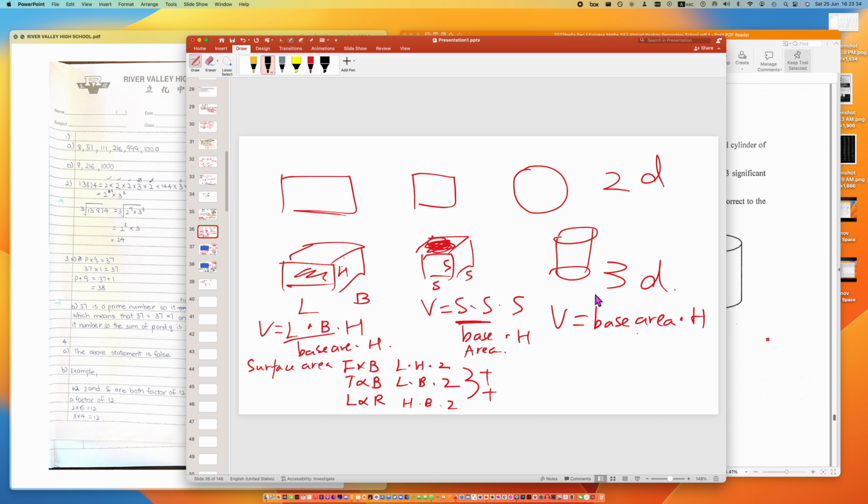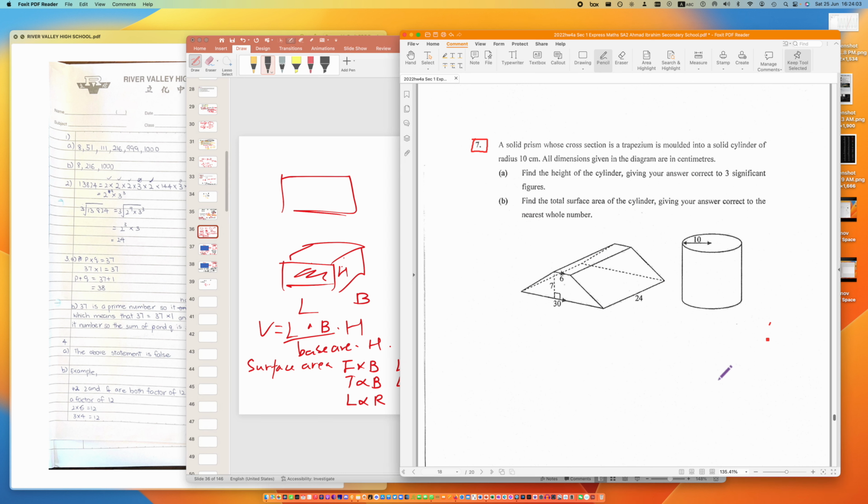So this is not uniform, so you cannot use the base times the height. This one you also cannot. It's not uniform, right? Can you see? It's tapered at the top, like a carrot, you know? So this volume formula, base times height, is for a uniform figure. Things that are not uniform, you cannot. So for this question, I think you can try to solve the first one now.